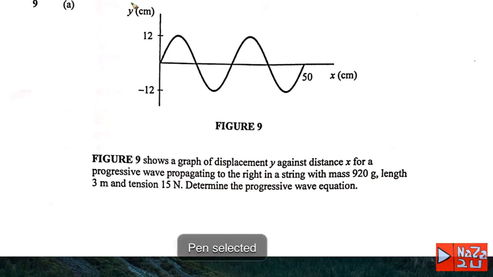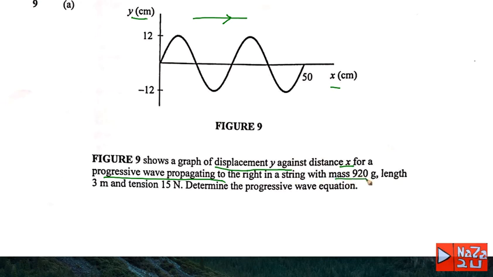Question number 9. This is a graph of displacement y against distance x for a progressive wave propagating to the right. So here the direction of the wave is to the right, and the string has a mass of 950, the length of the string is 3 meters and the tension is 15. So we start with the string and you can produce a progressive wave, right? Direction to the right, and this is the graph.